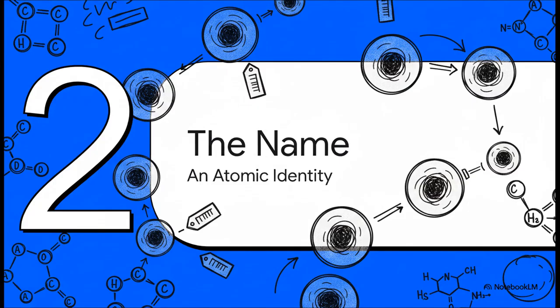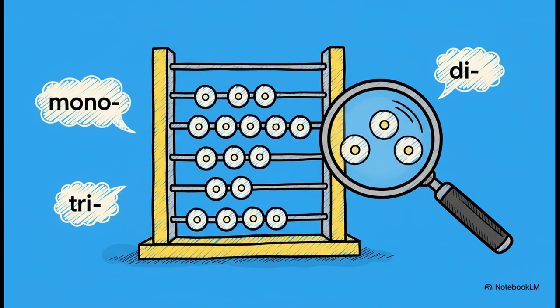Okay, so our atoms are officially bonded. We've got a molecule. But now what? What do we actually call this thing? This brings us to the second stage of its life, getting a proper name. Its own identity. The secret to naming these molecules is actually really simple. It all comes down to using special prefixes that are basically just atom counters. That's all they do. They just tell you how many of each atom you're looking at.